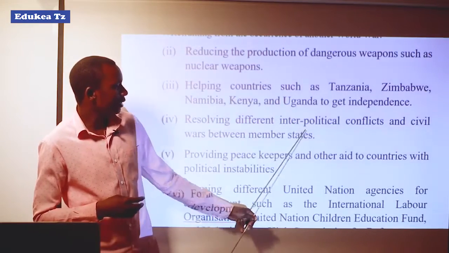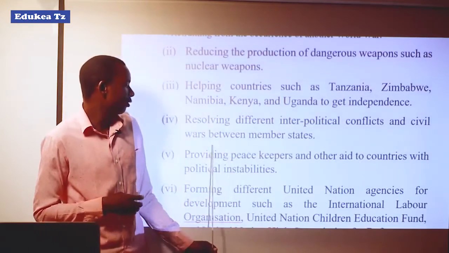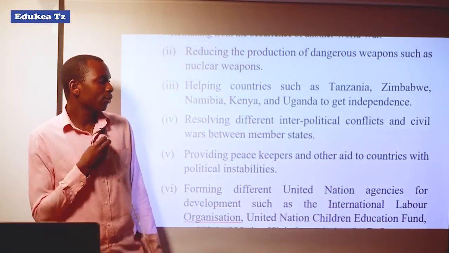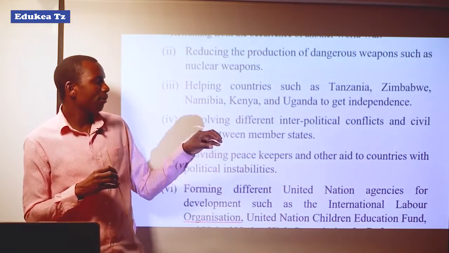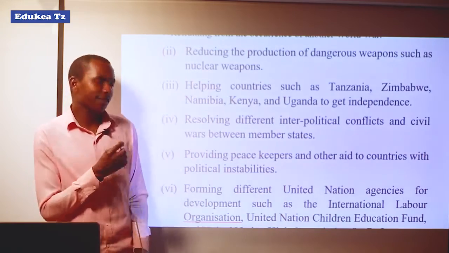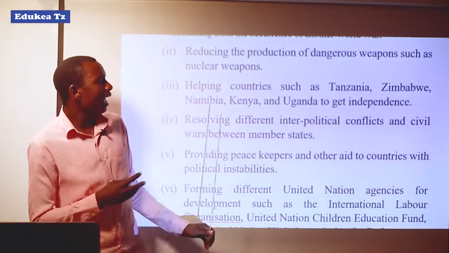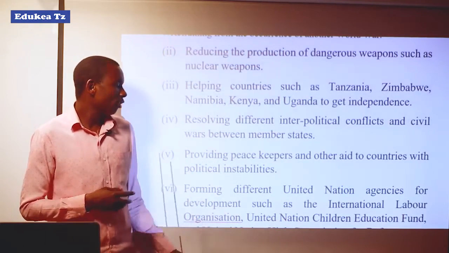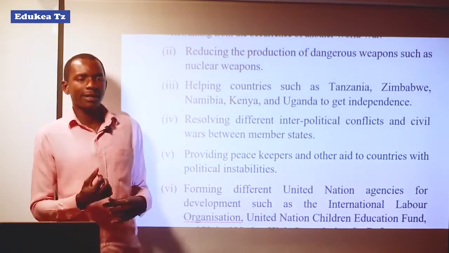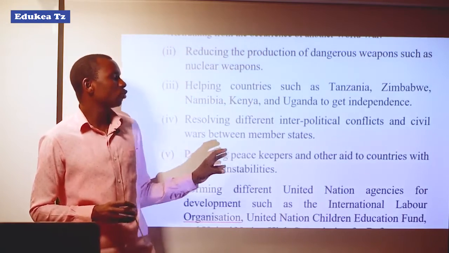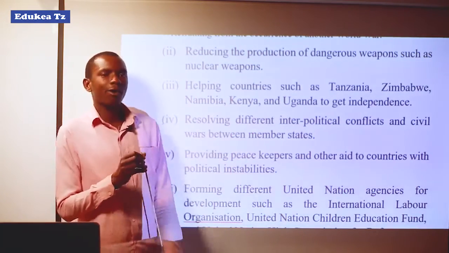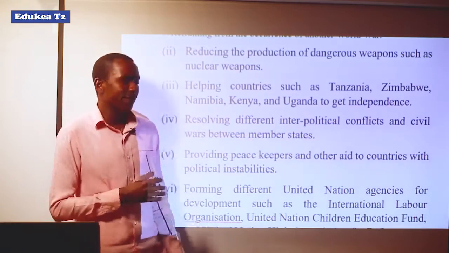Also, resolving different internal political conflicts and civil wars between member states. They observed that most African member states in the United Nations suffer from internal political conflict, like civil wars and other challenges. They said they would chop off those conflicts, and they succeeded.